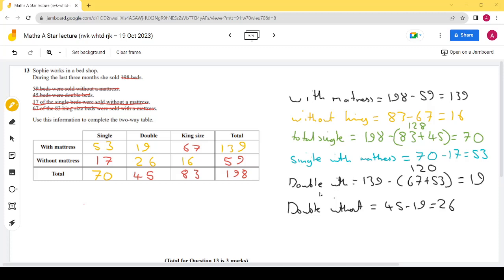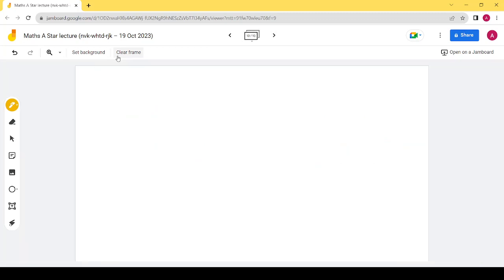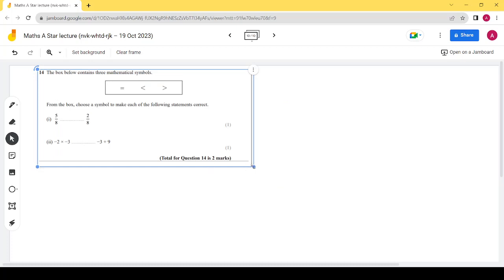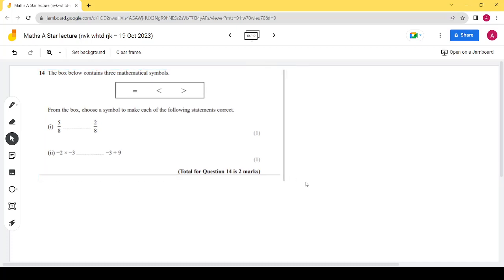All right. So next we've got a little bit of a different question again, and actually it's a good thing about this paper. It's got a few random topics on it. Little bits here and there, but we've got here something to do with symbols. So we've been given a question here. The box below contains 3 mathematical symbols. We've got equals, we've got the less than, and the greater than.